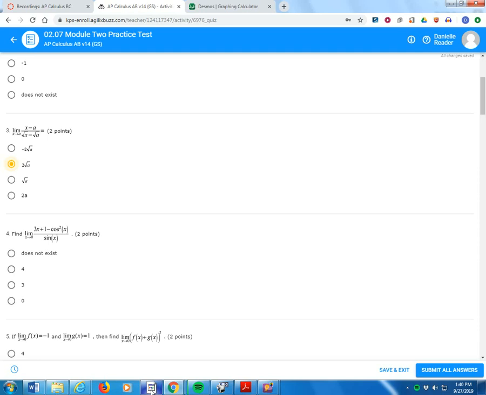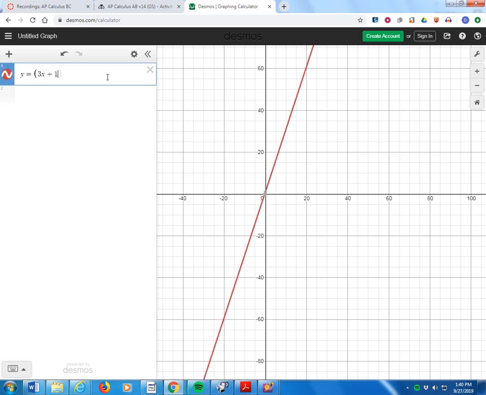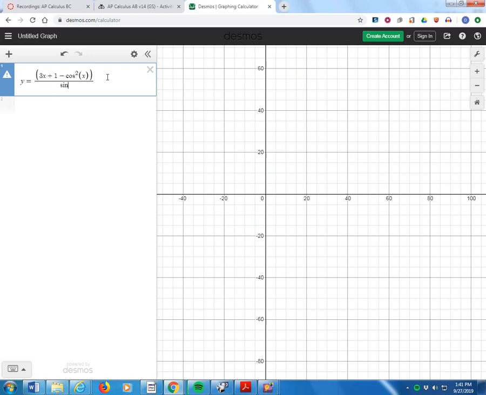I wonder if we graph it. Limit as x goes to 0. Let's just see if it actually approaches a number from both sides of 0. See if my algebra process didn't work very well. Okay. I'm not going to put a limit in here. 3x plus 1 minus cosine squared x, and then I put this parenthesis, and I do divided by sine x.